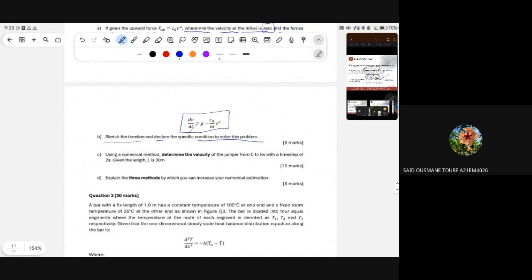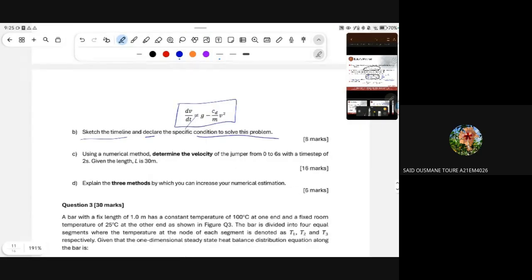Do you guys get the idea or not? Still no. Okay. So for those who don't understand, let's go to example C here. They said determine the velocity of the jumper from 0 to 6 seconds, with a time step of 2 seconds, given the length is 30 here.